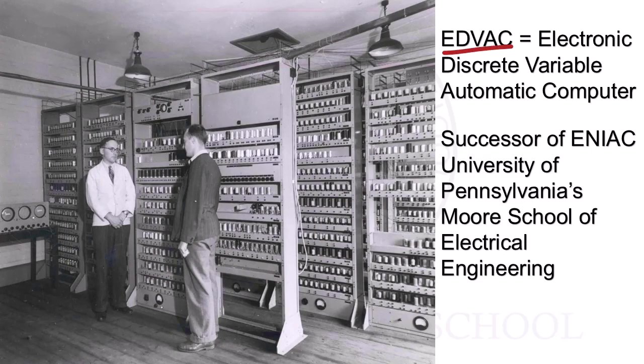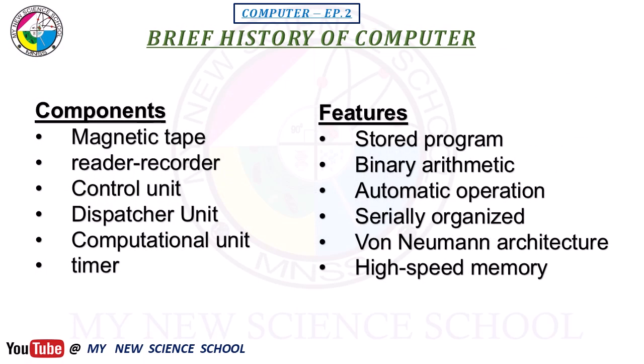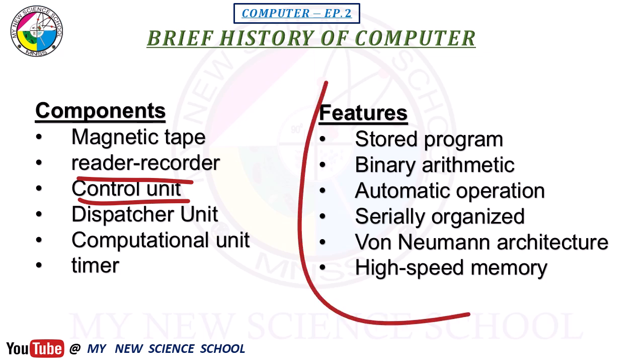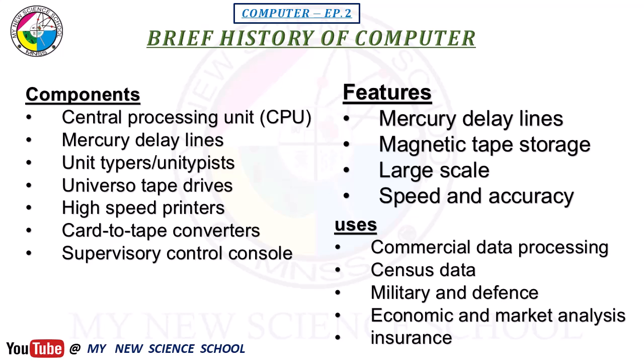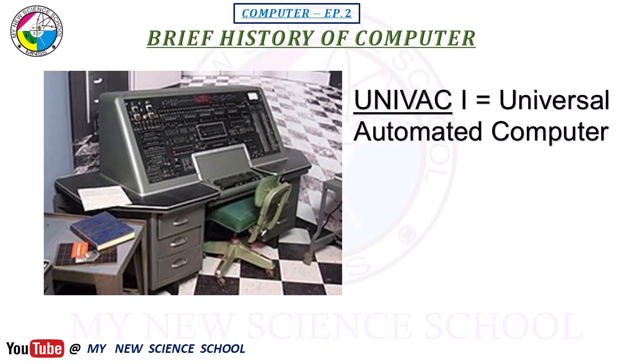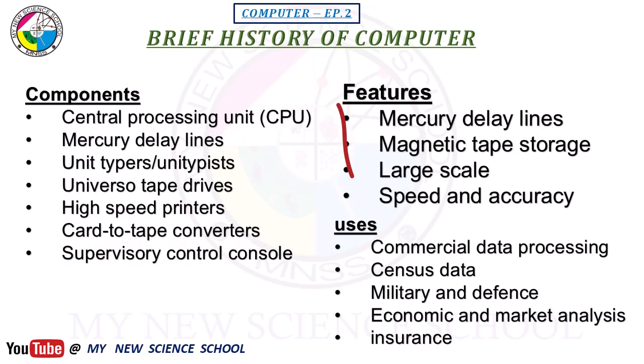This is EDVAC, another first generation computer, and also a very big computer. These are the components, which include magnetic tape, and we have the reader, recorder, and control unit. All these are components in the features here. This is UNIVAC, another first generation computer. These are the components of the UNIVAC, and these are the features.